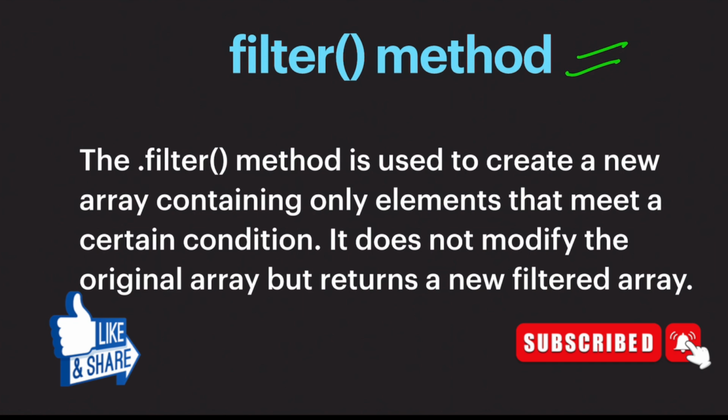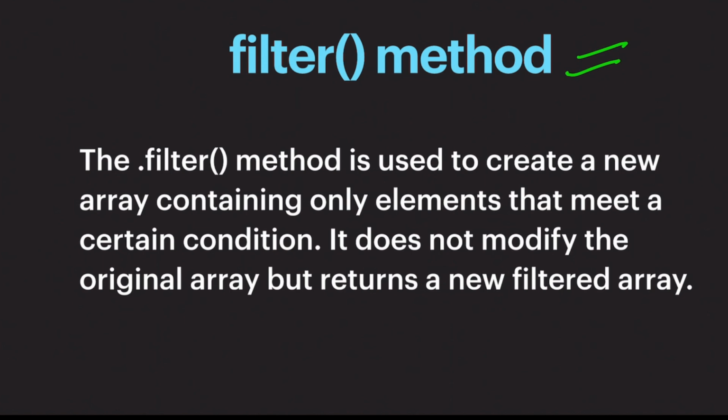So filter method, as the name mentions. When you want to filter something, you use a filter. The filter method is used to create a new array containing only elements that meet a certain condition. It does not modify the original array but returns a new filtered array. We use the filter method when we want to filter something from another array. Suppose we have an array and we want to filter the values based on some condition, so we will use filter.